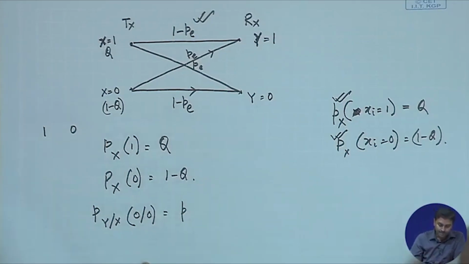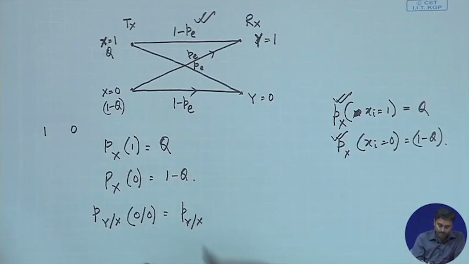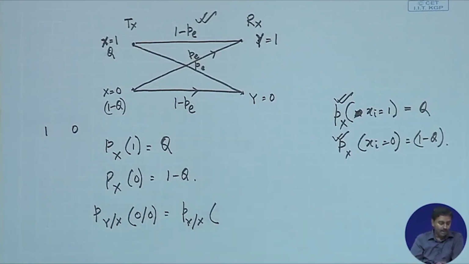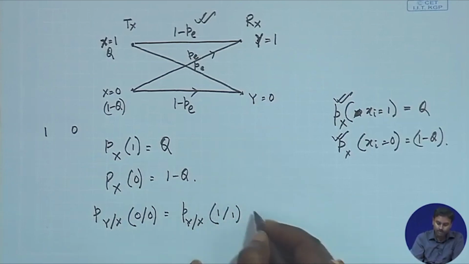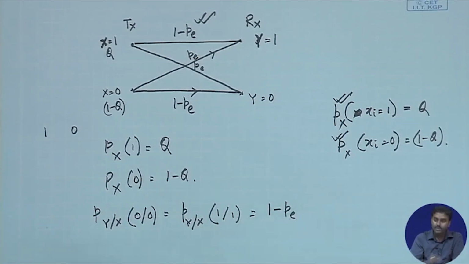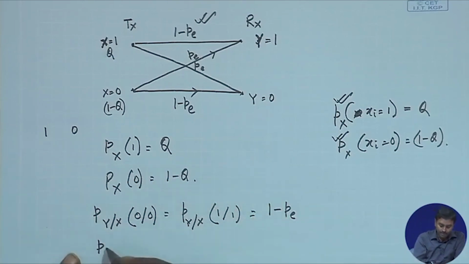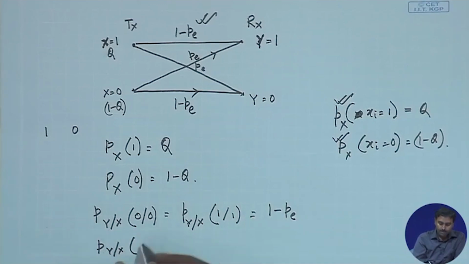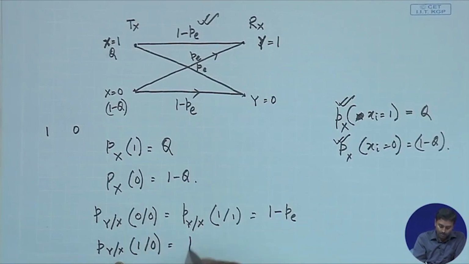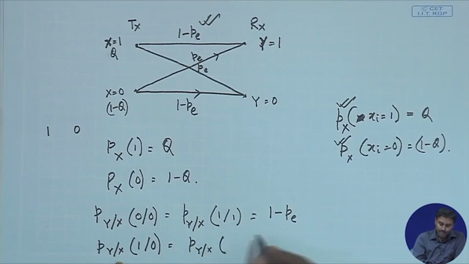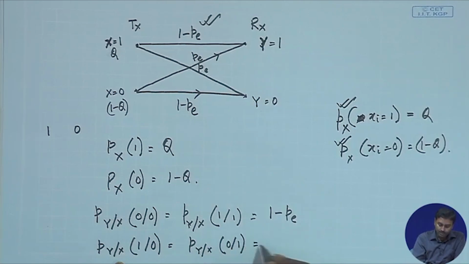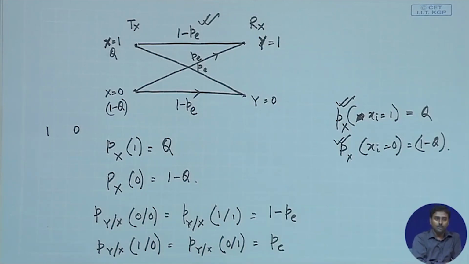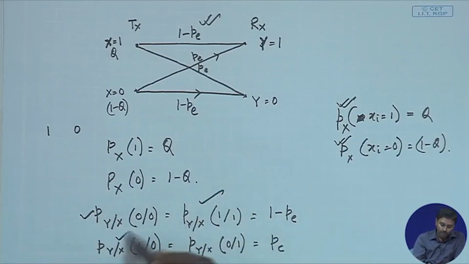So, P of y given x, when I transmit 1 and also receive 1, these are all 1 minus P. And the other thing: P of y given x, when I transmit 0 and I get 1, or P of y given x, when I transmit 1 and I get 0, this is P. So, what I can see is that I already know all the possible conditional probabilities, right.